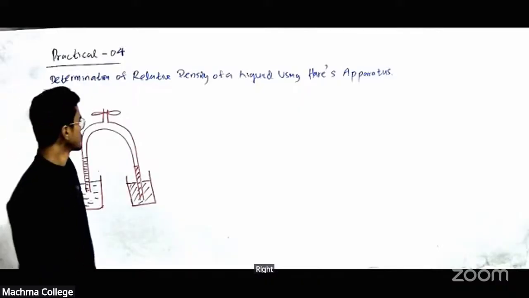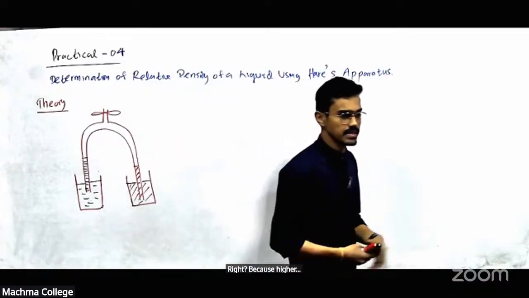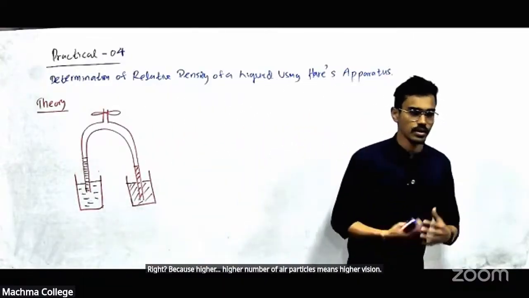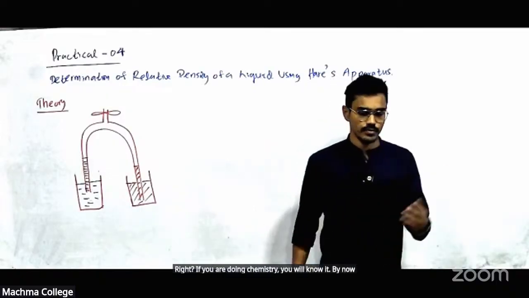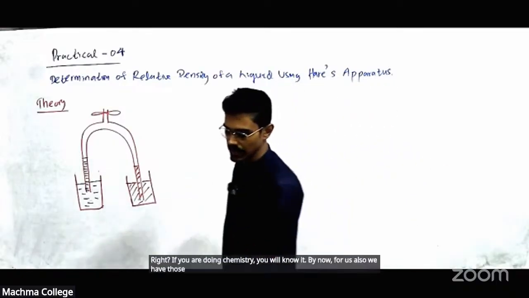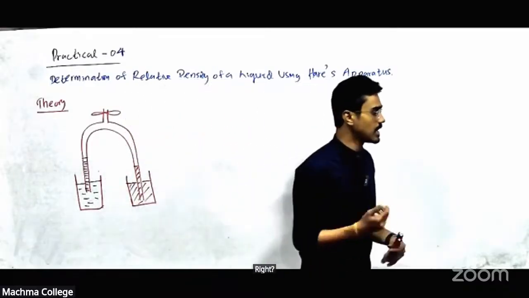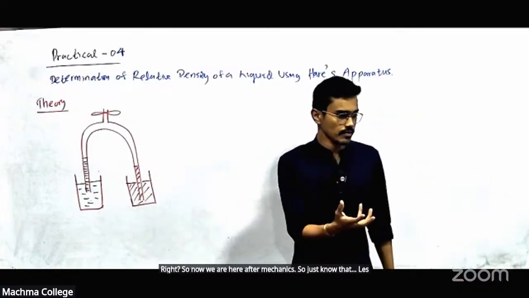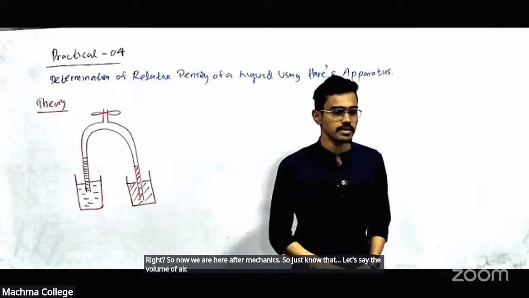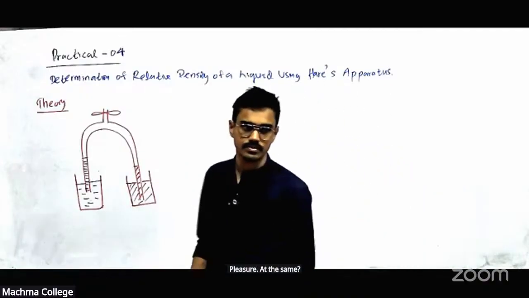Because a higher number of air particles means higher pressure. If you are doing chemistry, you will know it by now. For us also we have those kinds of gas parts in thermal physics, now that we are here after mechanics. So just know that the lesser the volume of air, the lesser the pressure at the same temperature. That's the thing.